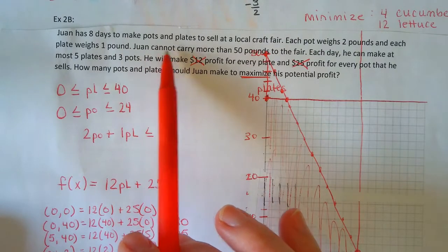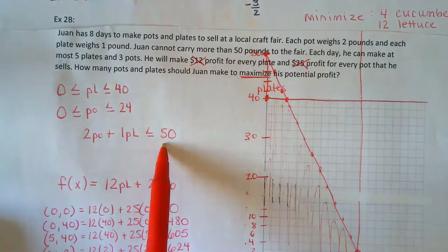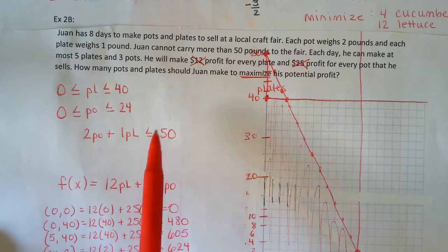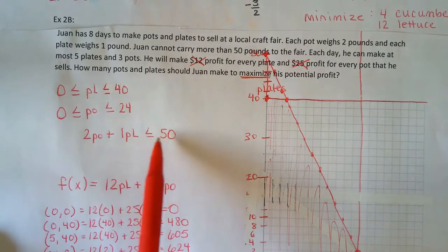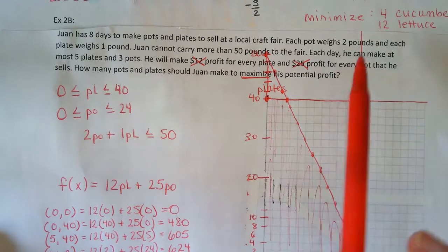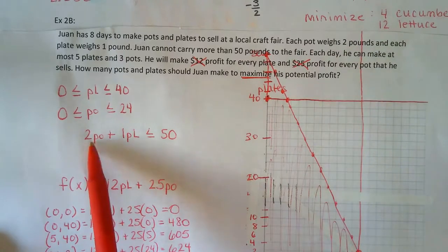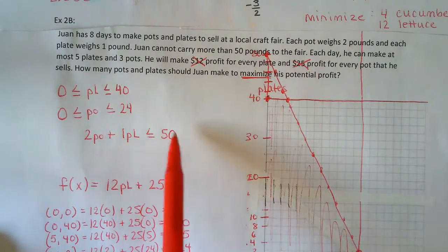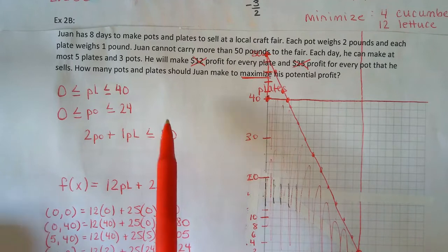So Juan cannot carry more than 50 pounds, so I have to be less than or equal to 50. All of my pounds have to go in this same inequality. So 2 pounds for a pot, 1 pound for a plate. So that's how I knew those numbers were going to line up.